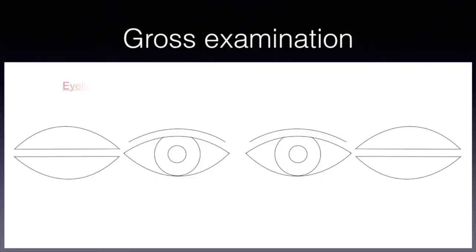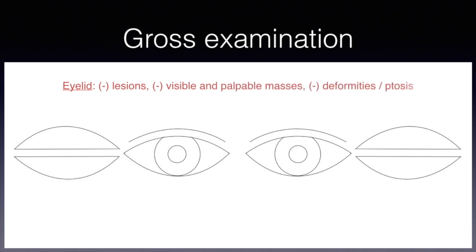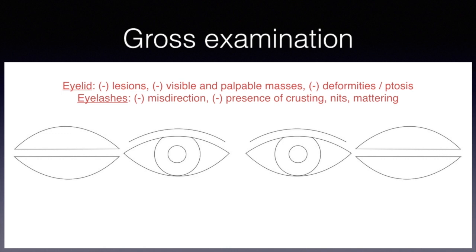Check for presence of eyelid lesions, discolorations, visible and palpable masses, and deformities. Check for alterations in the normal eyelid architecture. Eyelashes should be inspected for distribution, direction of growth, presence of crusting, nits, or matting. Record your findings on the gross exam diagram and draw as necessary.